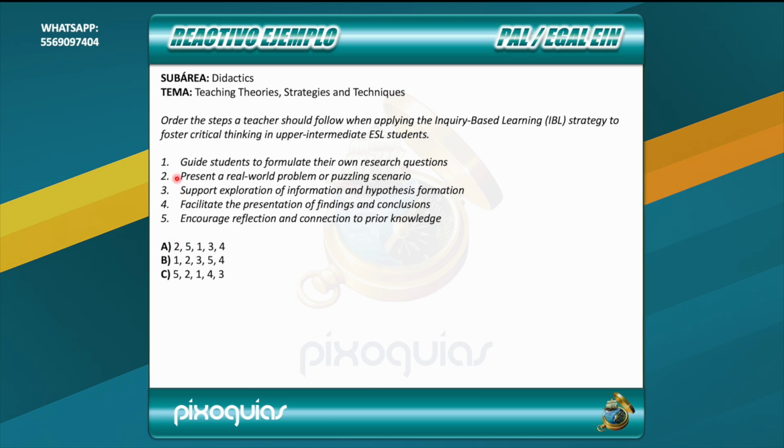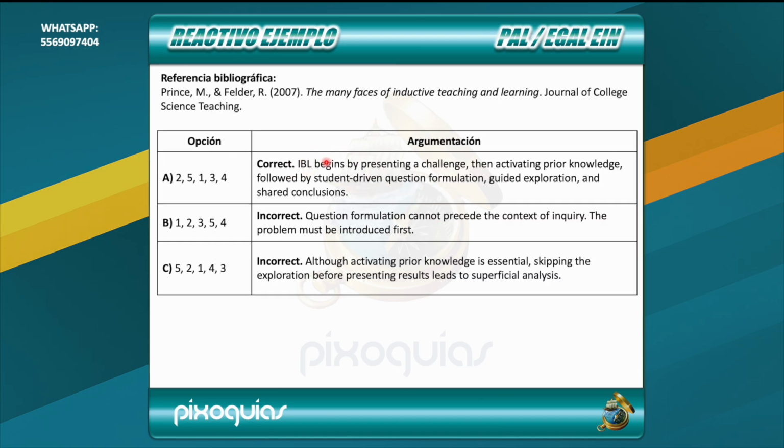First, number 2 is present a real-world problem or puzzling scenario. 5, encourage reflection and connection to prior knowledge. 1, guide students to formulate their own research question. 3, support exploration of information and hypothesis formation. And 4, facilitate the presentation of findings and conclusions. IBL begins by presenting a challenge, then activating prior knowledge, followed by student-driven question formulation, guided exploration, and shared conclusions.